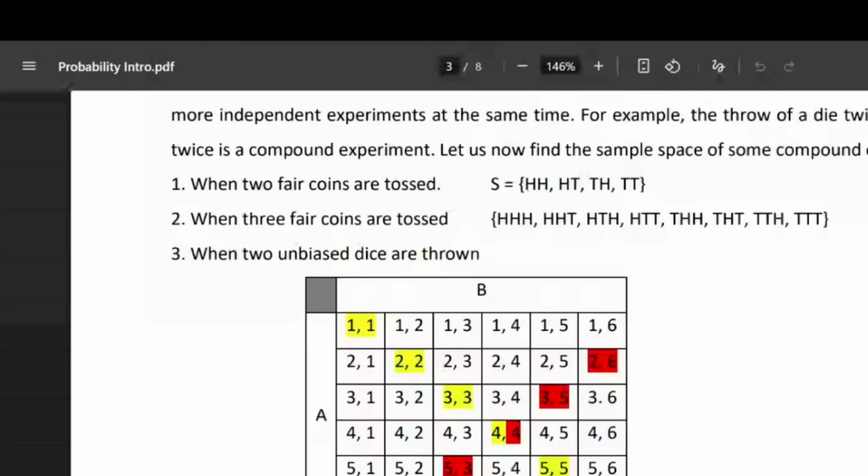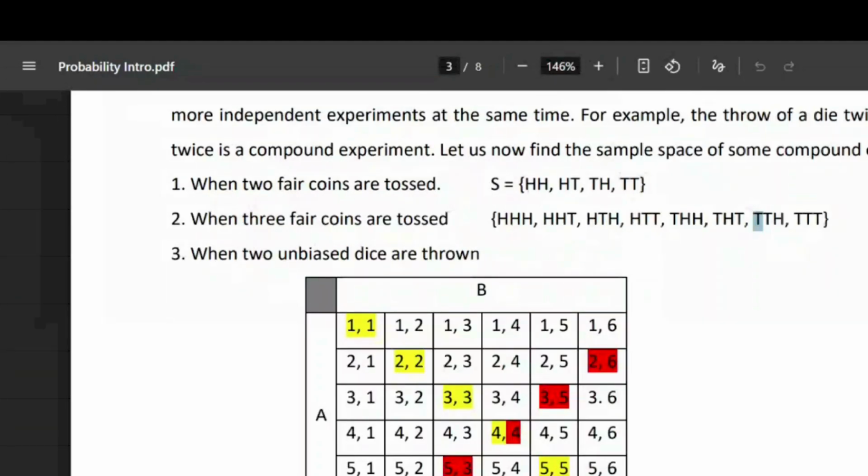Or the first one will bring head and the last two will bring tail. Or the first one will bring tail and the rest will bring head. Or the first and the last will bring tail and the second one will bring head. Or the first two will bring tail and the last one will bring head. Or all of them will bring tail.